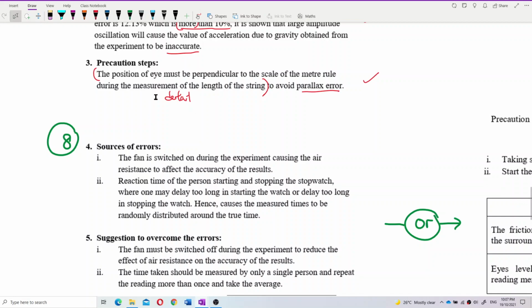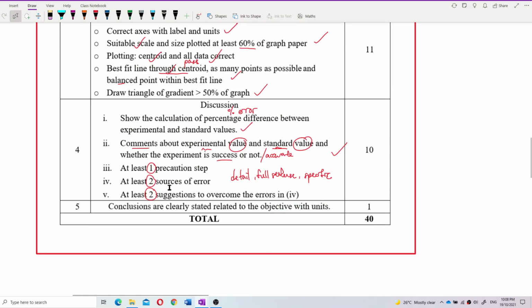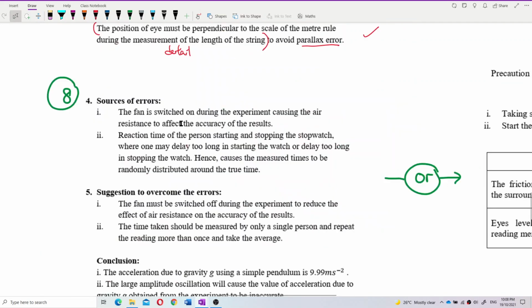One precaution, and then errors. There are two errors and two precautions. Good. The fan is switched on, causing air resistance to affect the accuracy. You see? This is the error. And remember, it needs to be justified.